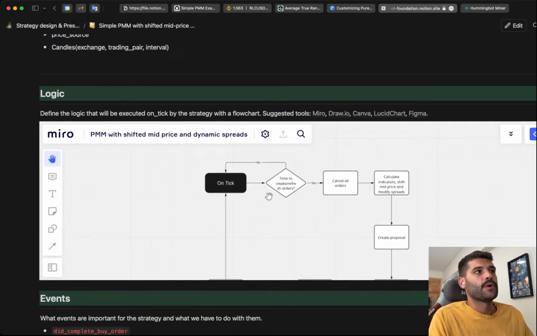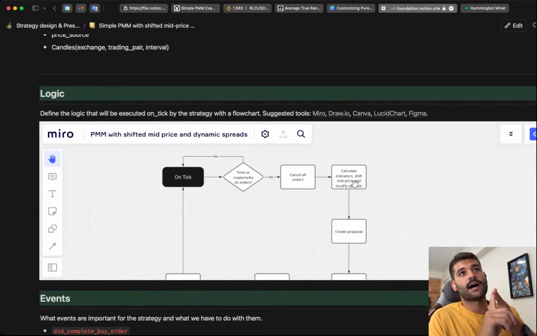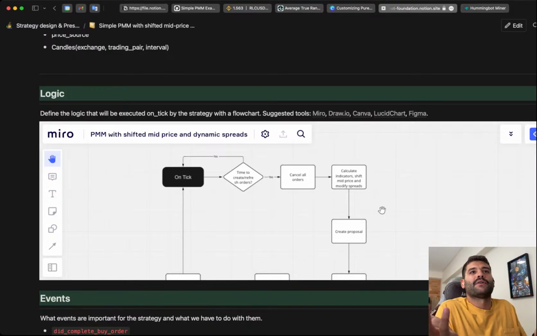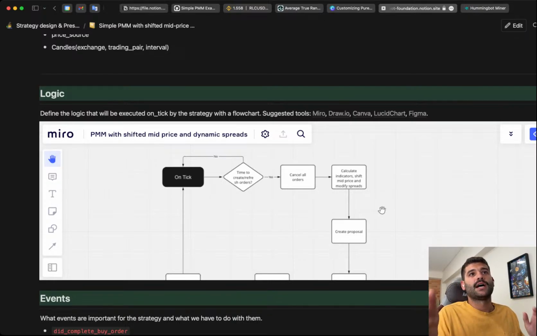In this case, we are going to check if it's time to refresh the orders. If so, we are going to cancel the existing orders of the market. We are going to calculate the indicators, in this case RSI and normalized average true range. We are going to shift the mid price and modify the spreads by using the price multiplier and spreads multiplier. So we are going to calculate indicators, and based on these indicators, the price multiplier is this value. And based on this indicator, the spreads multiplier is this value. And then we're going to multiply the spreads that we defined before.